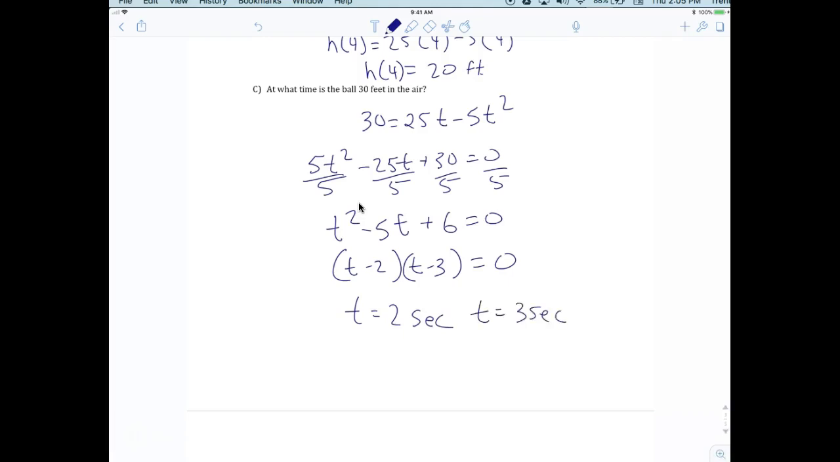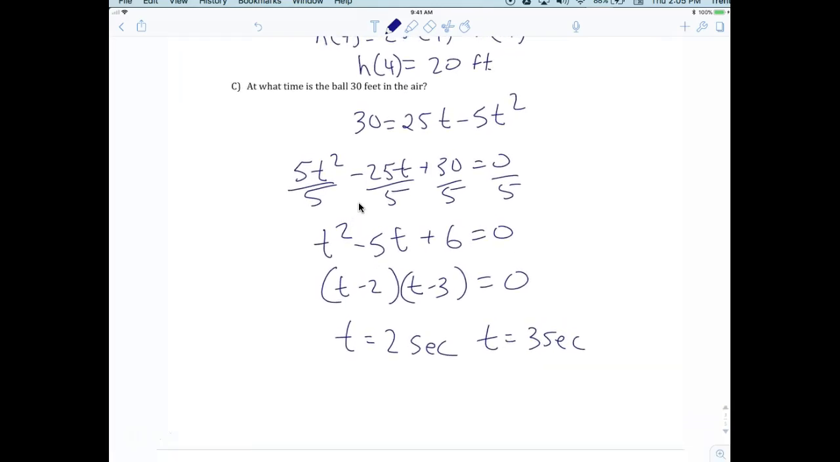Which should make sense, because when you hit something, the ball goes up in the air, then it falls back down. So if this was 30 feet, it would hit 30 feet at 2 different times. We're going to talk a lot more about this next week.